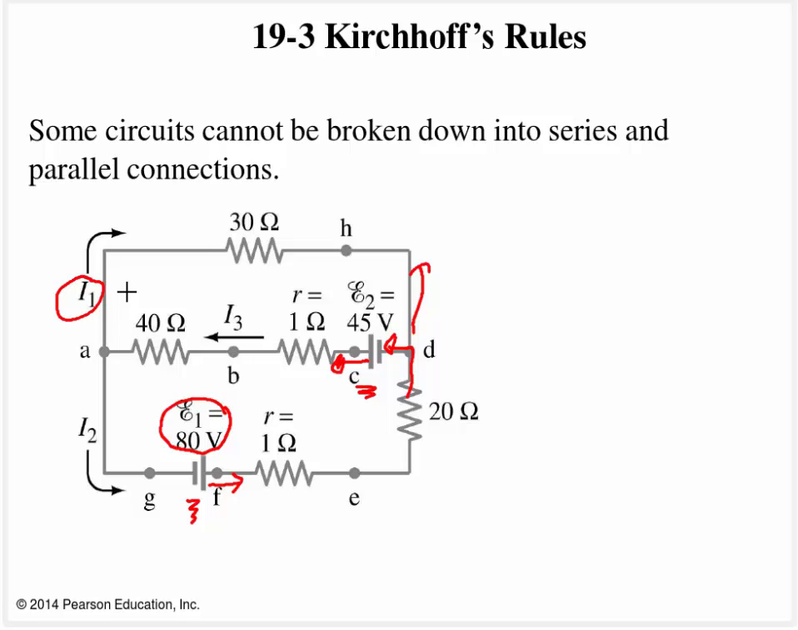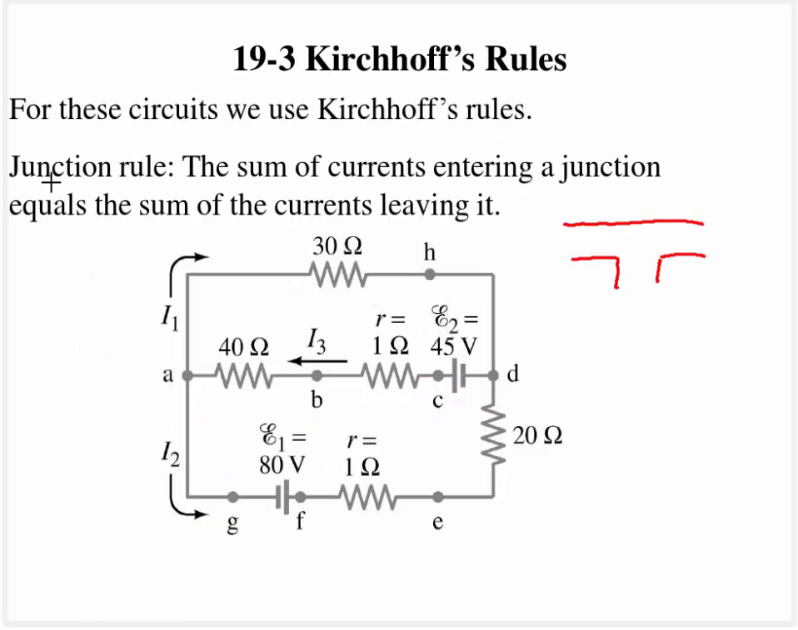Now, the first rule is the junction rule, that says the sum of the currents entering a junction is equal to the sum of the currents leaving the junction, and essentially you're going to have a junction when there's more than one pathway for current to take. I like to think of it as a water pipe T. We need to have, say, a pathway here, a pathway here, and a pathway here.